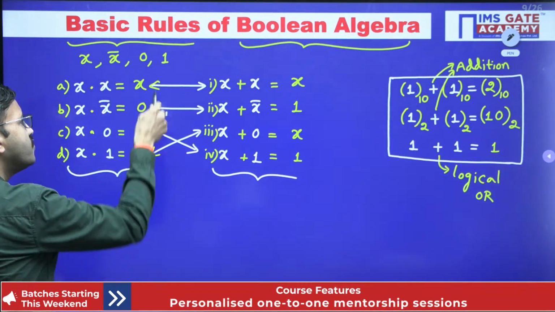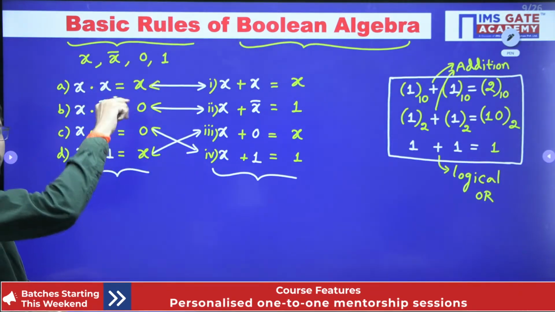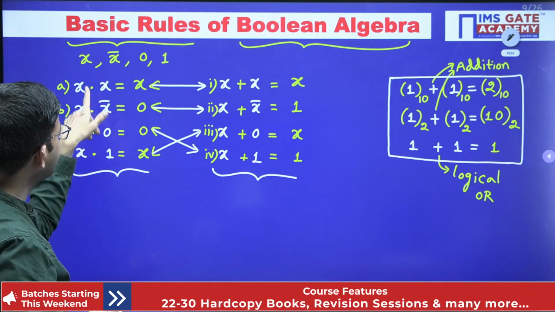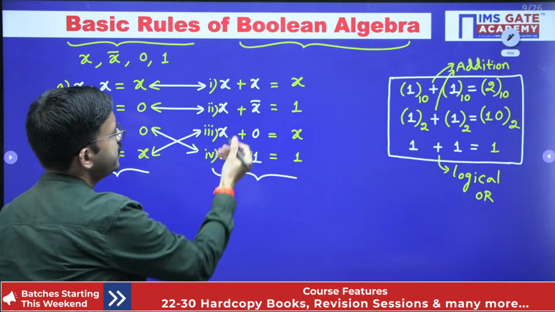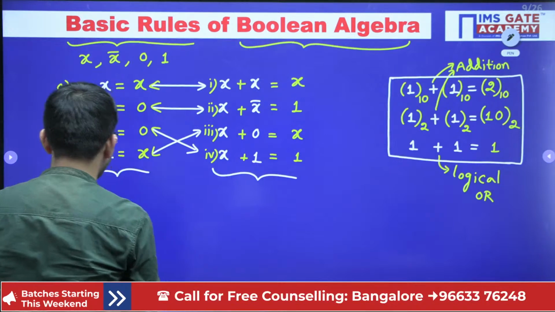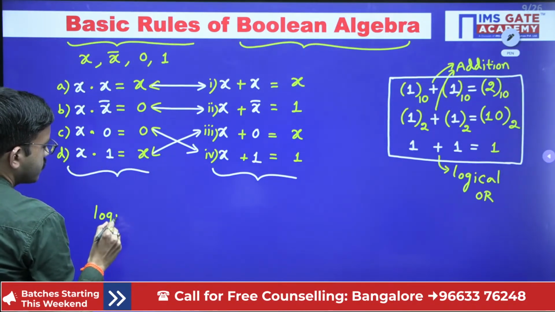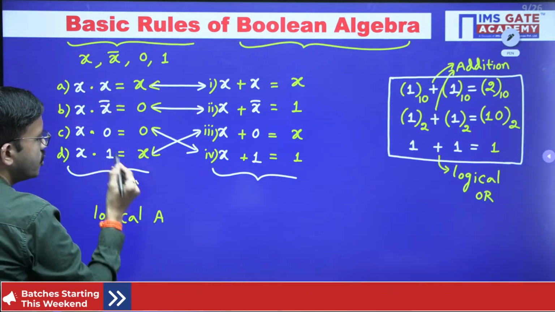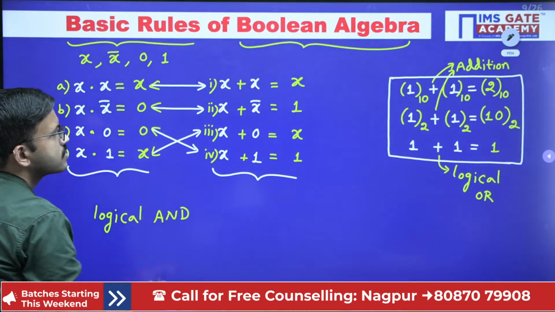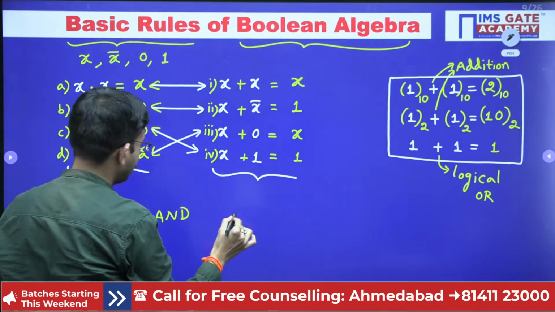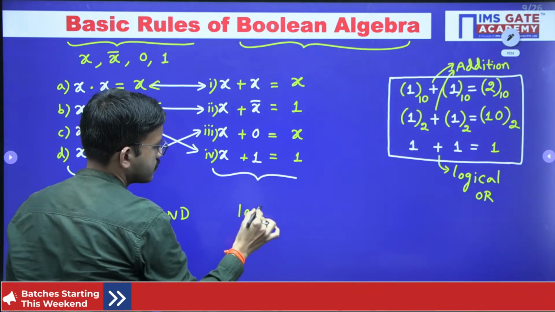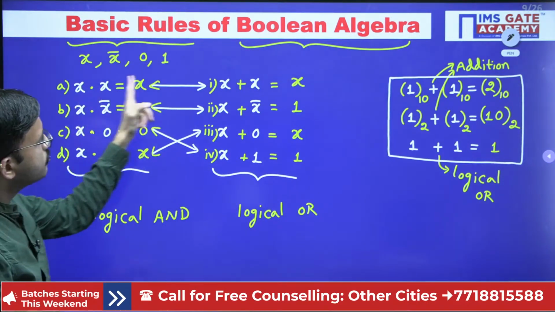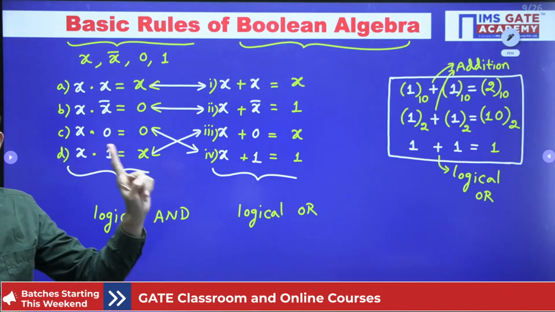You can observe here in this entire set, we have used what? Logical AND operator we have used, right? So in the left hand side set, in this entire set, we have used only one operator, that is logical AND. Whereas here we have used logical OR. Wherever logical AND is there, if you replace with logical OR, that is the first observation point.